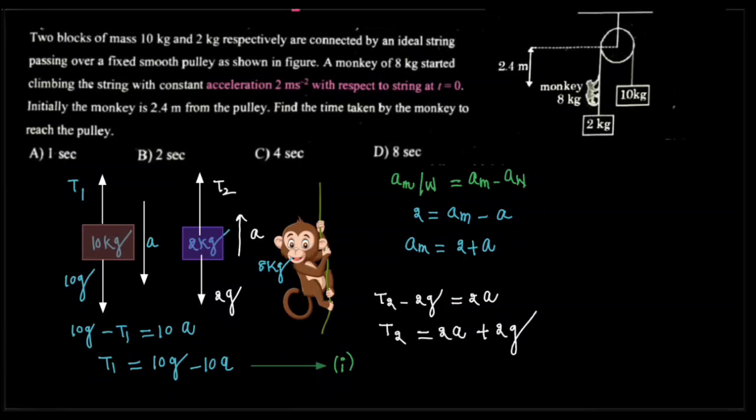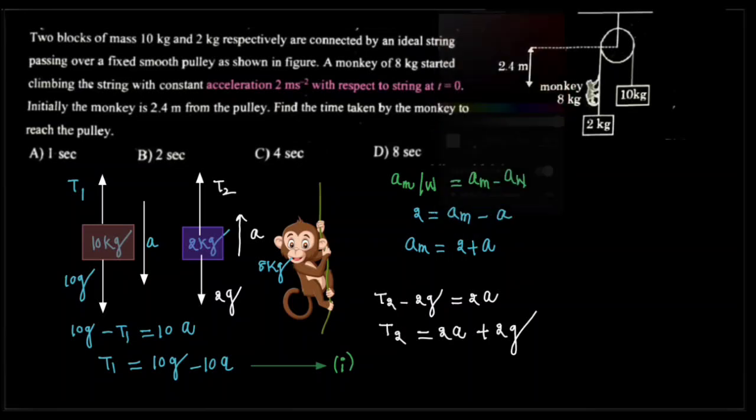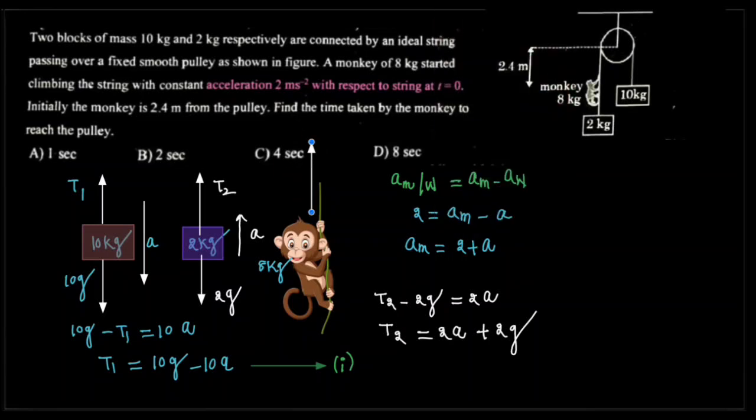Now look at this monkey. Draw the free body diagram of this monkey. How many forces are acting on this? One force is acting in the upward direction, the weight of this monkey is acting in the downward direction, and there is one more tension here, and the monkey is moving up with an acceleration of am. If I represent all the values, this is T1, this tension is T2, the monkey's weight is 8g, and it is moving with an acceleration of am. Take this equation as equation 2.